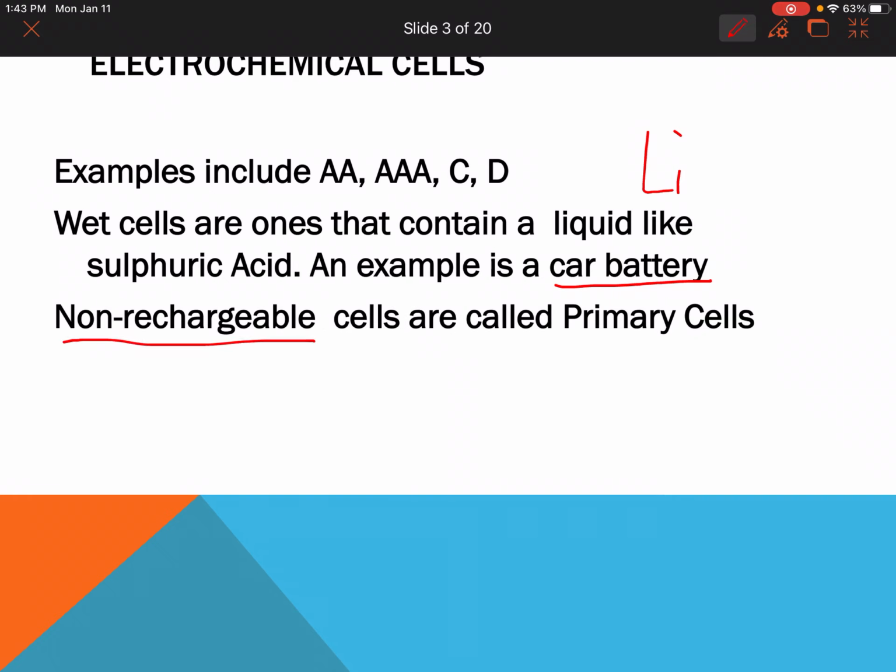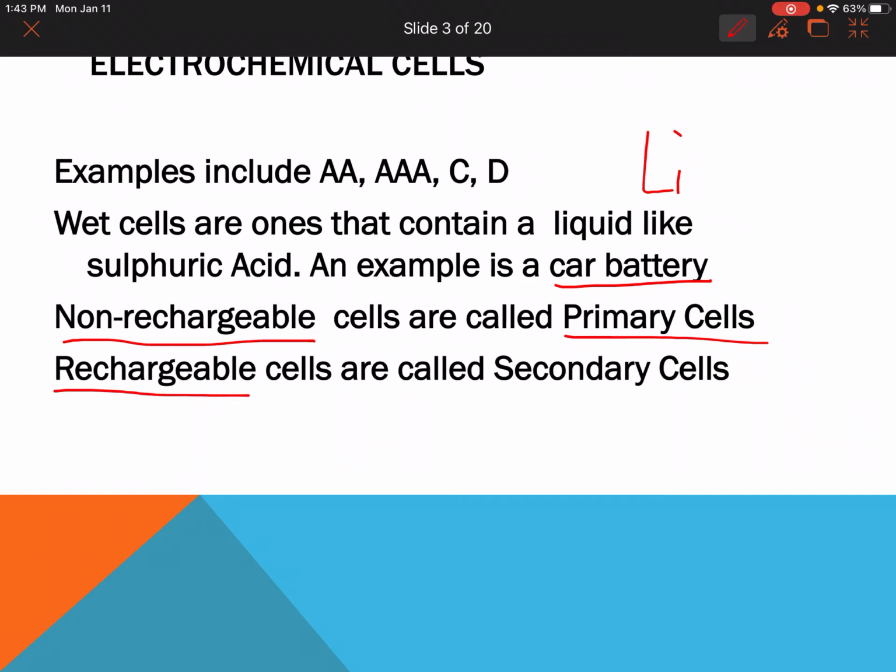Non-rechargeable, put that in. Non-rechargeable cells are called primary cells. So if it's a battery that you can't recharge, we would call that a primary cell. If it's rechargeable, it's called a secondary cell, okay? So rechargeable batteries, those are secondary cells.